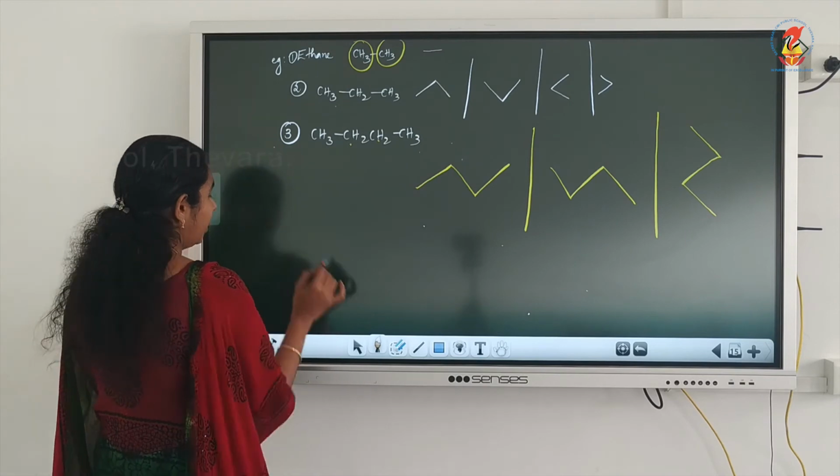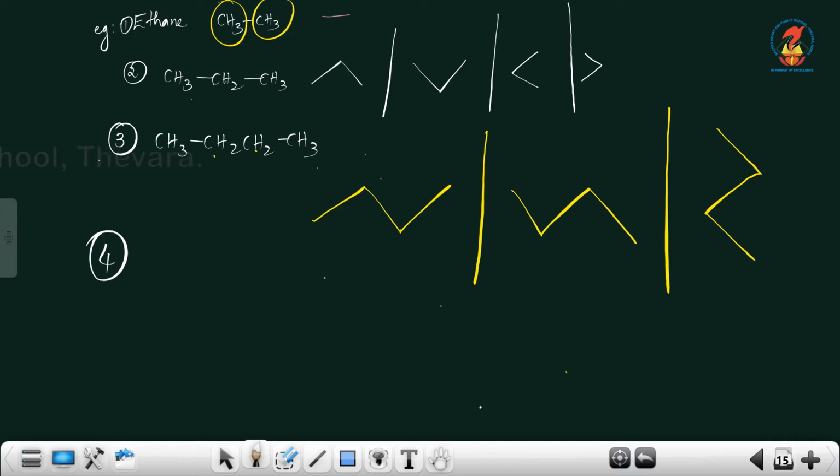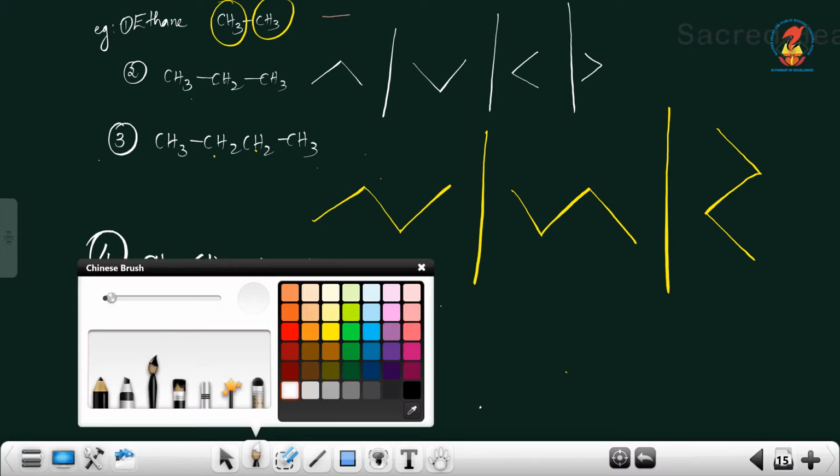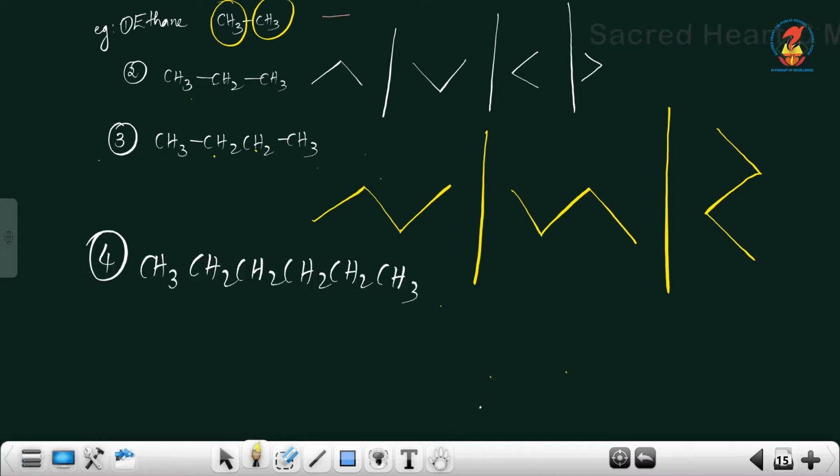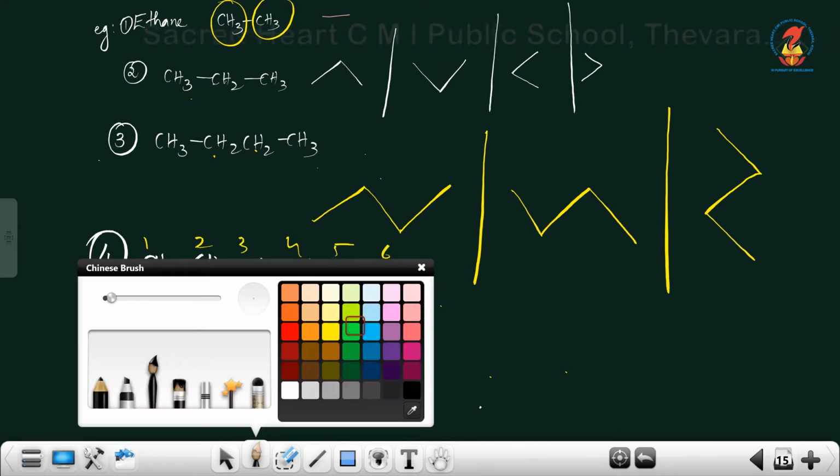Similarly, how can we draw hexane? Hexane means CH3, CH2, CH2, CH2, CH2, CH3. How can we draw it? I am simply giving numbers, this is not to name the organic compound. Just take it as 1, 2, 3, 4, 5, 6 carbon atoms. How can we draw the bond line representation?